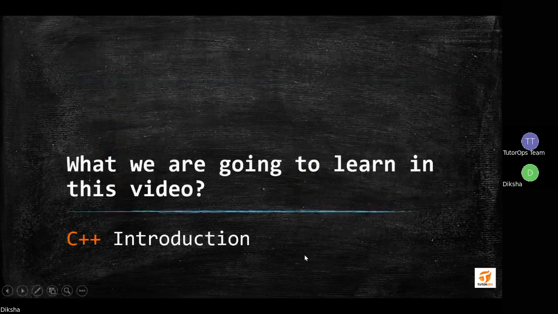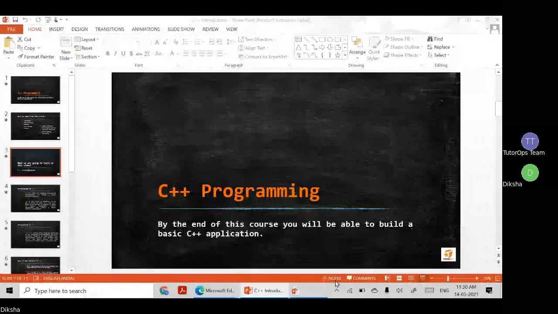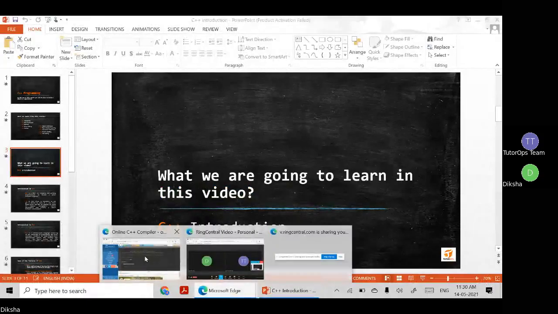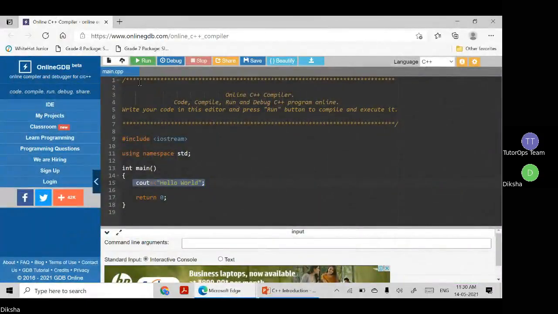Now, without wasting much time, we should begin our first topic, that is the introduction of C++. Firstly, I would like to show you a simple program of C++. First of all, I want to show you an online compiler whose name is Online GDB editor. So let's see how to make a basic program to print hello world. Here is an online GDB compiler to write C++ code and get the output.